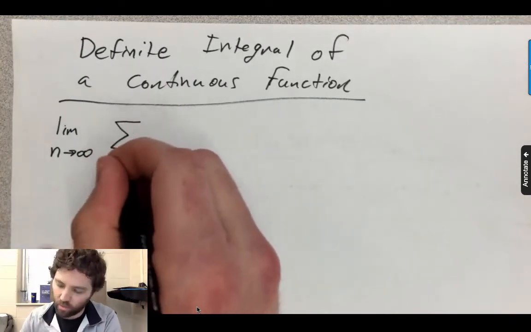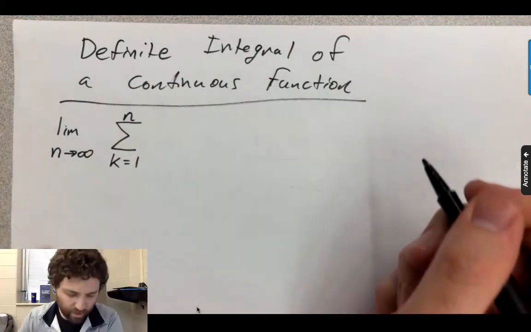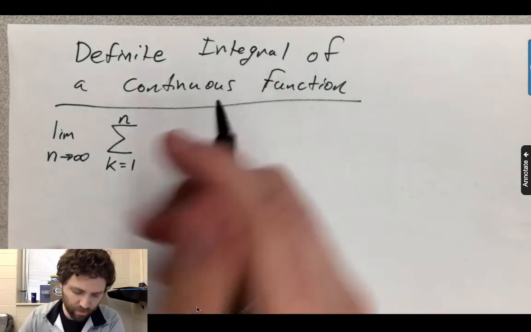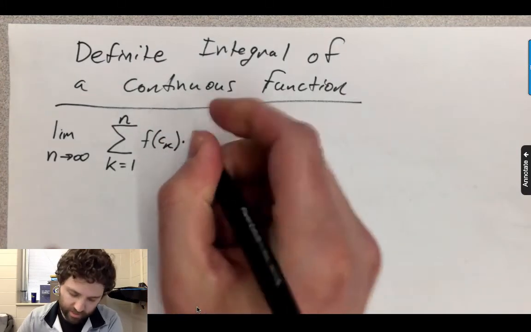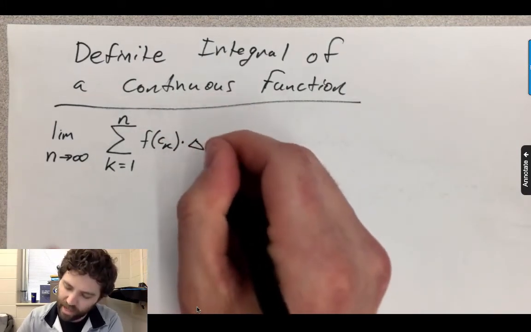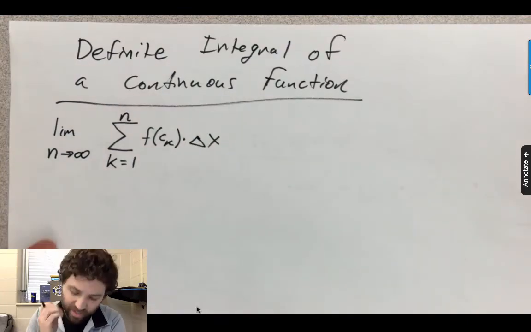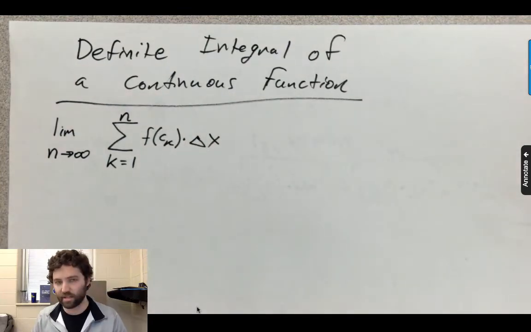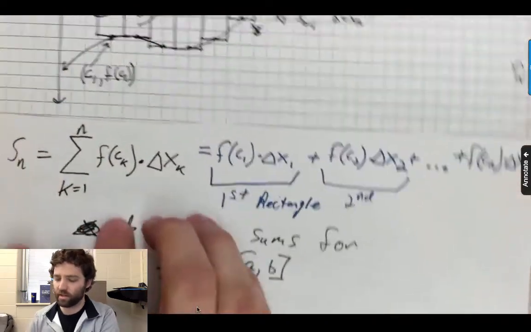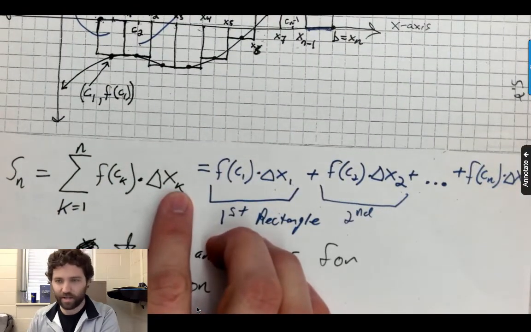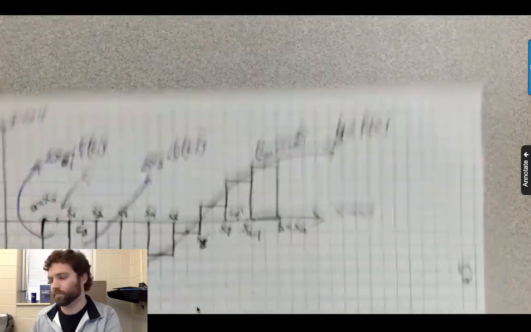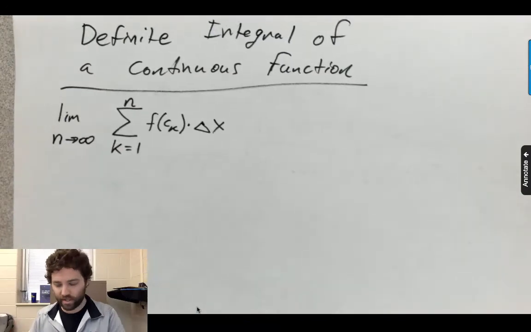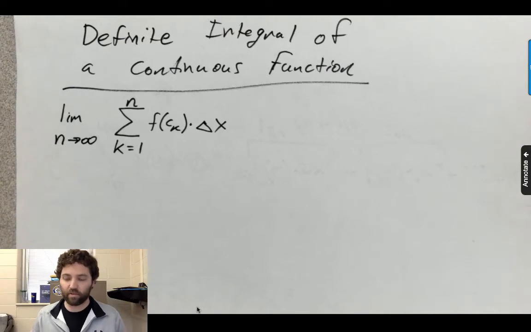Where k is equal to 1 and n is the top level and the last rectangle, we take f of c sub k times delta x. Because I'm taking an infinite number of them and delta x is always the same, I don't need to keep the index on it. Here I did keep the k on it, but it's not really necessary because delta x, the change in x, is the same in every spot. So we'll just set that as delta x. And that is the definite integral of a continuous function.